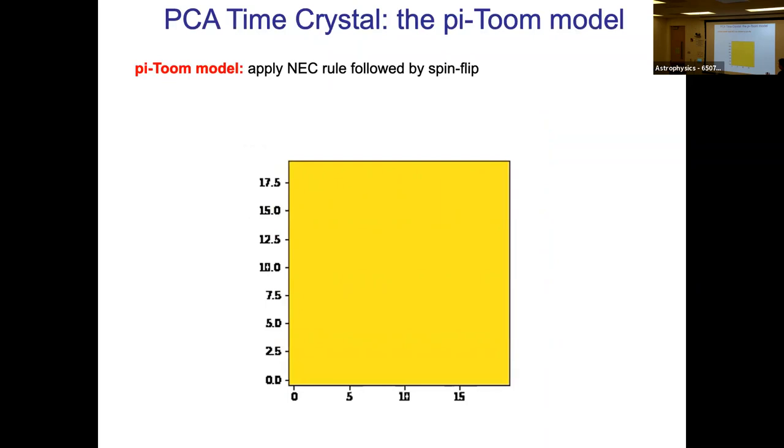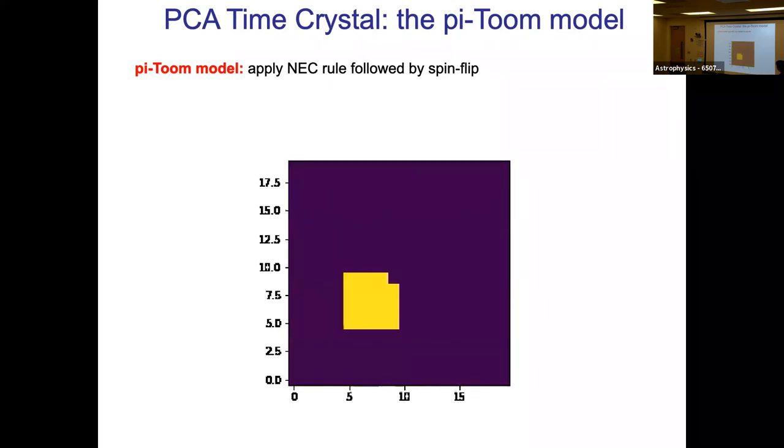And the simplest way to make a time crystal in this model, we call it the pi 2 model, is simply to apply the rule and then flip all spins. Right? Sort of a totally trivial time crystal.